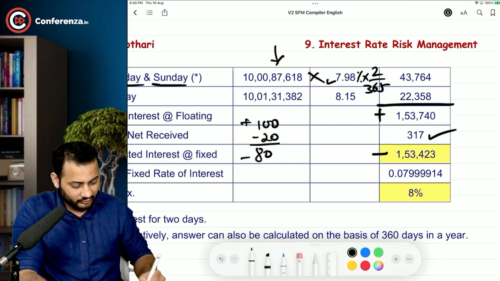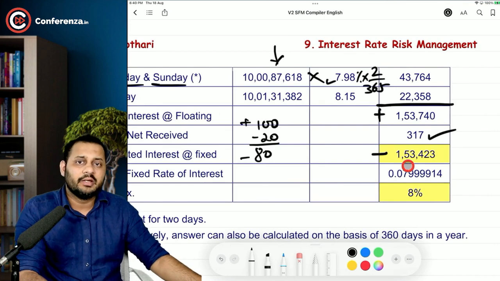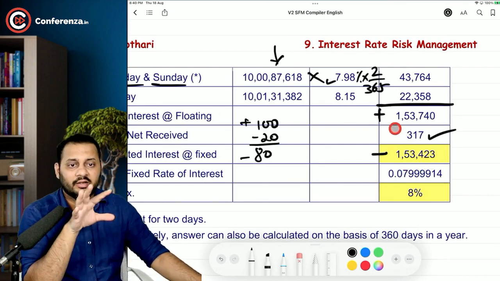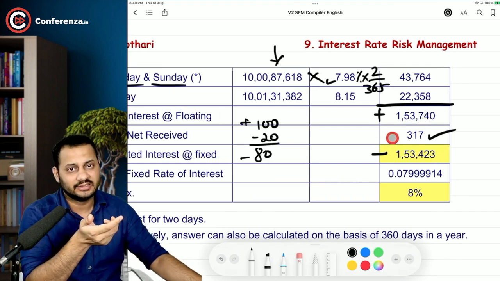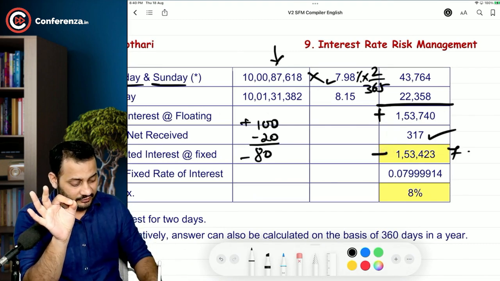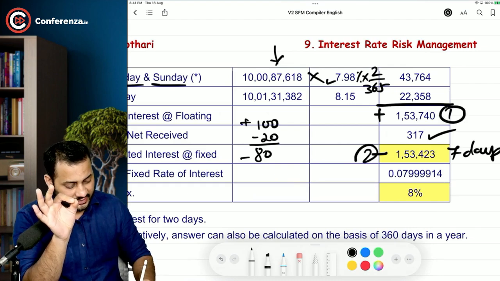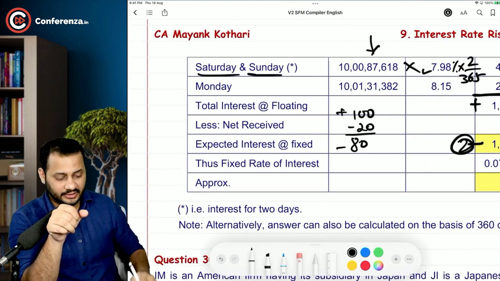With similar logic, our fixed rate payment would have been for 7 days, 153,423. Receivable was this much, payable was this much, and that's why we received only 317 rupees. Now you have the fixed rate amount, but this is for 7 days. So this is your first leg, this is your second leg. Both the legs are calculated, and we can easily calculate the fixed rate of interest like this.